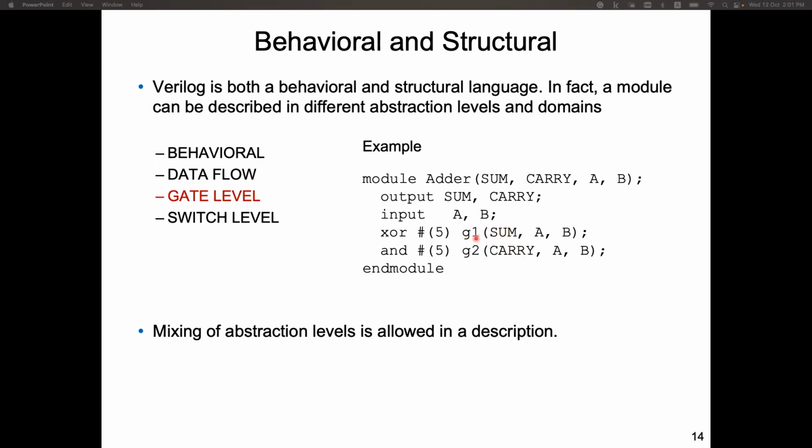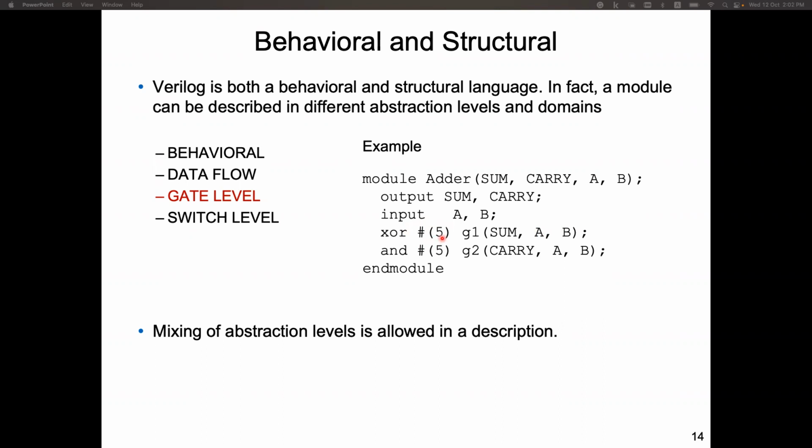G1 is defined somewhere else. It's an XOR. Actually, standard XOR is provided in a library, in any library. So the first wire is the output wire, output port, sum, and then the two inputs. This hash symbol followed by a number here indicates the delay of this gate from input to output.